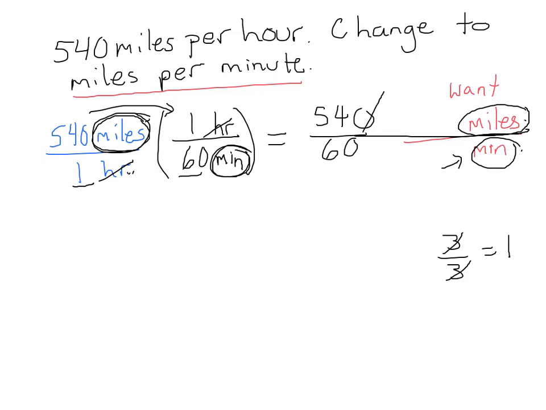We can simplify a bit, get rid of those zeros. 54 divided by 6 is 9 miles for every 1 minute.